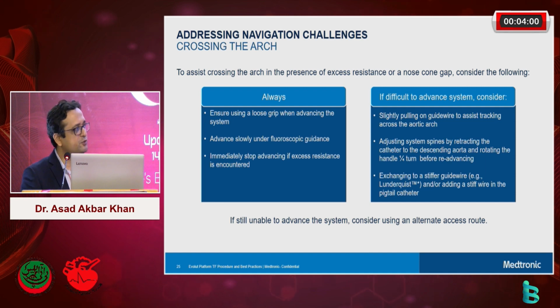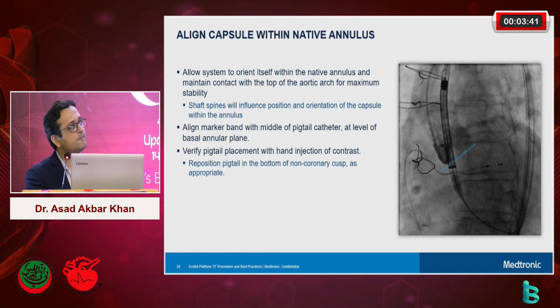Again, crossing the arch, make sure you have a loose grip and that you do it in LAO view, always under fluoroscopic guidance. You're always looking at the valve as well as the tip of the wire, because that's where the complications are going to happen. And then you immediately stop advancing if there is excessive resistance. Then you can pull on the wire and do the other things that we have already spoken about. I have 3 minutes left. We need to deploy this.